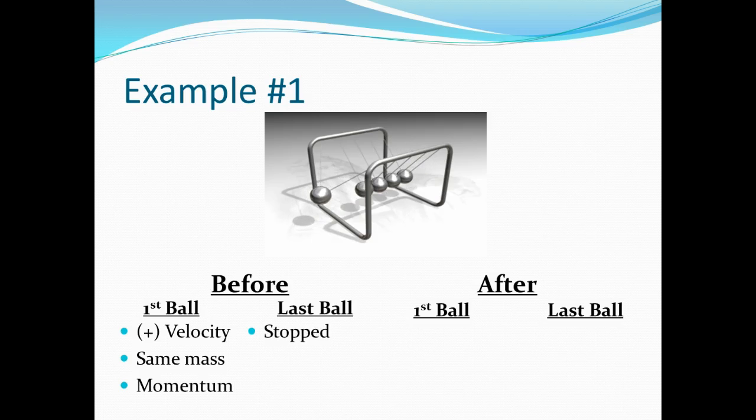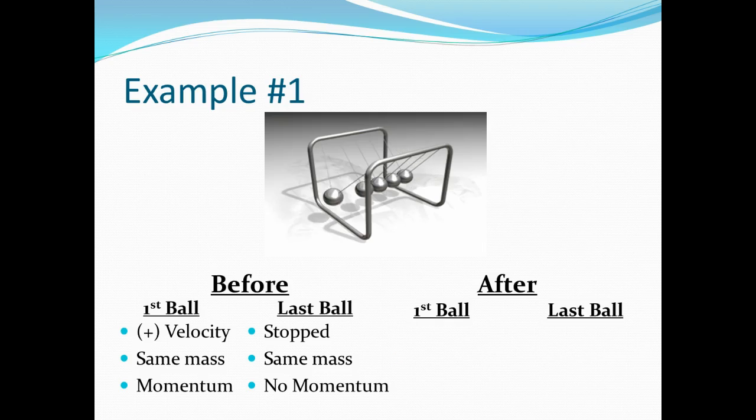The last ball right now, before, is stopped. It has the same mass, so mass is not an issue. It has no momentum because it's not moving. Actually, you have to have mass and velocity in order to have momentum. And these are just qualitative observations. If we wanted to, we could attach a number to the velocity of the first ball. The last ball, I should say, is at 0 meters per second. It's stopped.